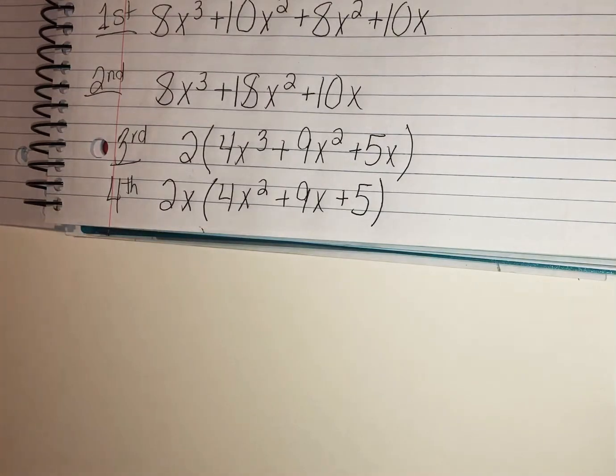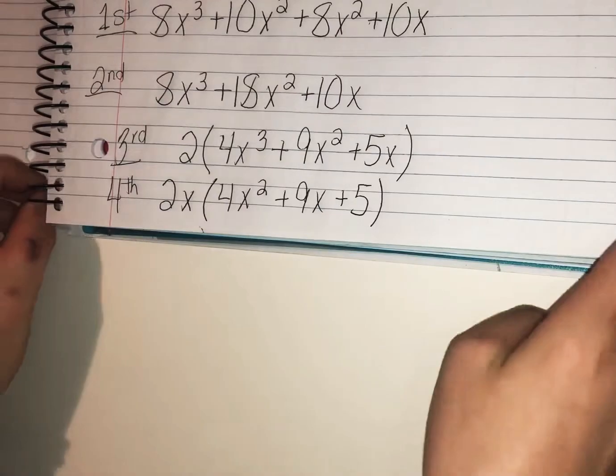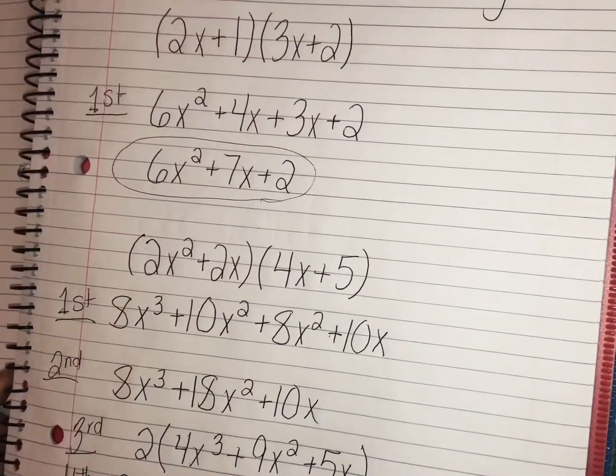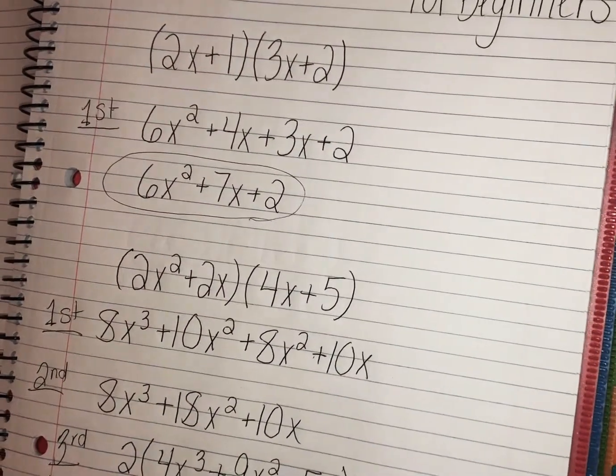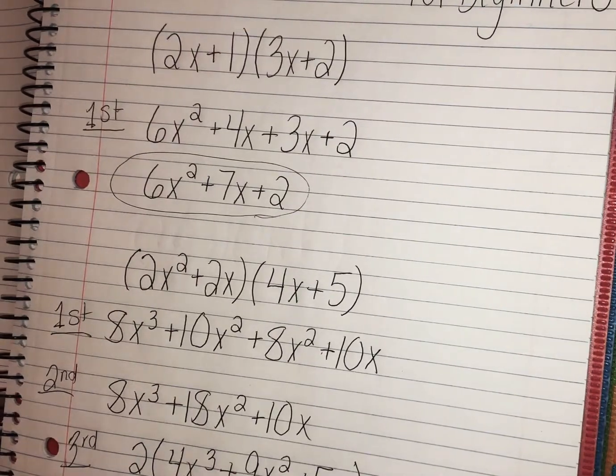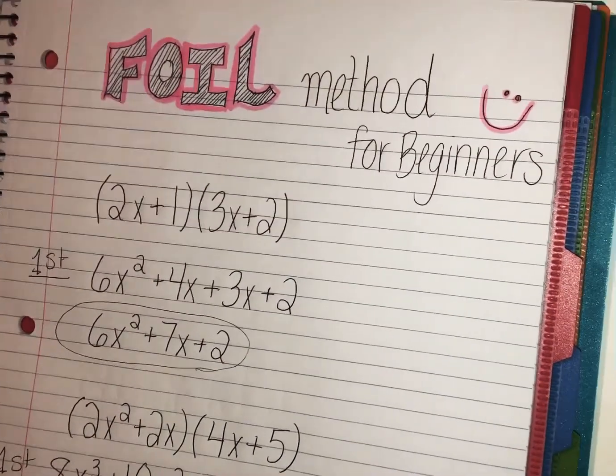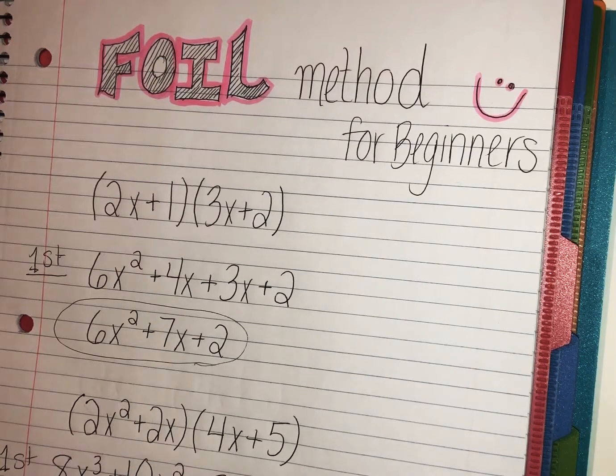I could add another example now, but I'm going to make a separate video for that because I think that these two examples gave a really good understanding of the whole thing. But I'm going to go more deeper into the FOIL method with new examples in a separate video.